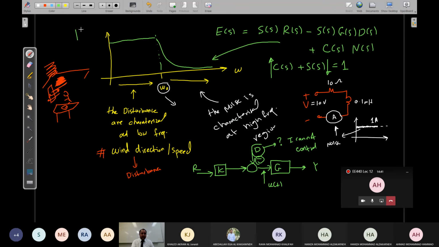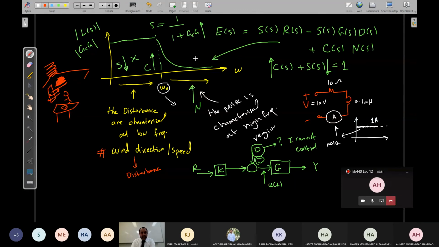Here, I think it was the loop gain, the magnitude of GCG, because S was 1 over 1 plus GCG. So if I increase the magnitude of the loop gain, I will reduce the sensitivity. In this case, in the low frequency, because there's no noise, I don't care about C if it increased, but I care about S, and I need it to be what? Reduced.